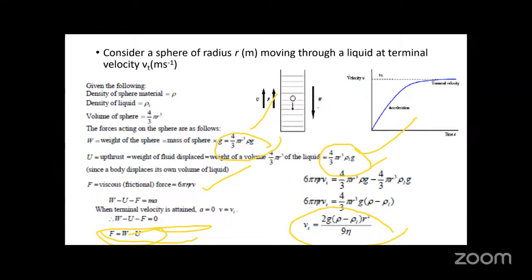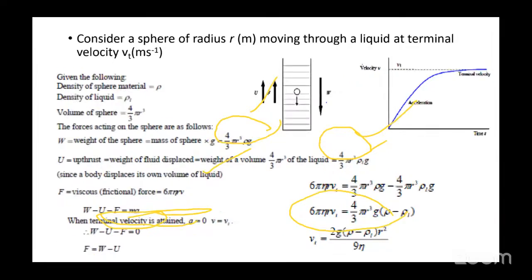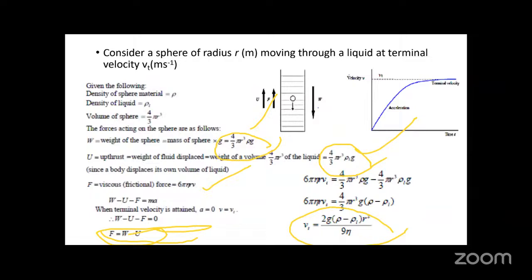So that is Vt is equal to 2g, density of the sphere minus density of the liquid, r squared over 9 eta. So that is our terminal velocity formula.